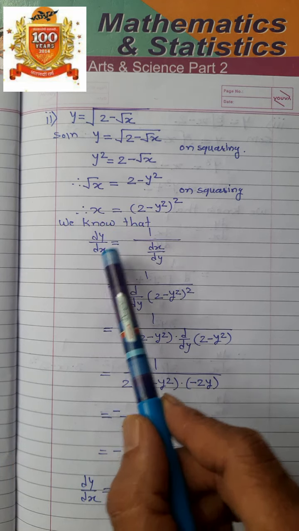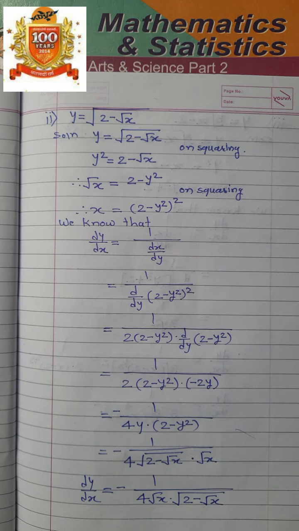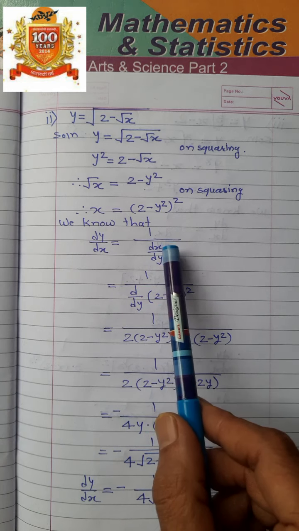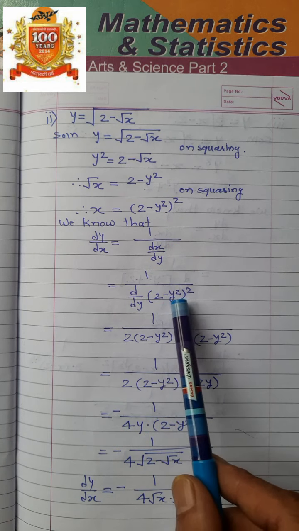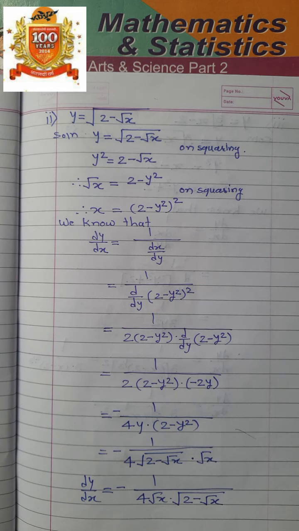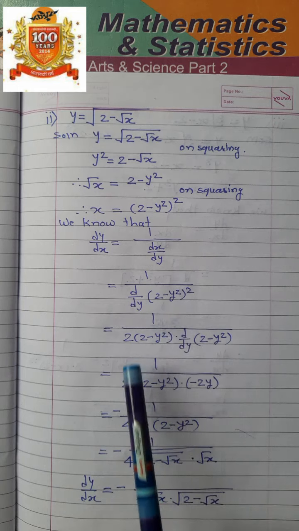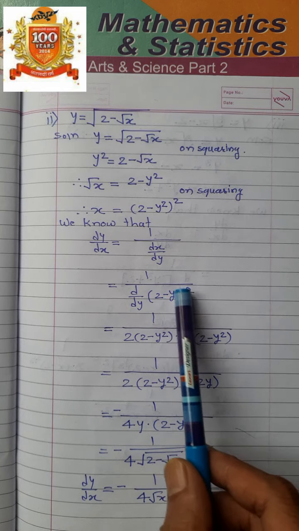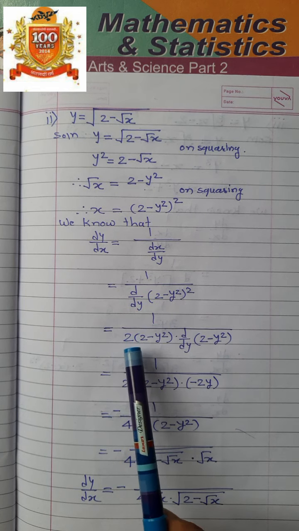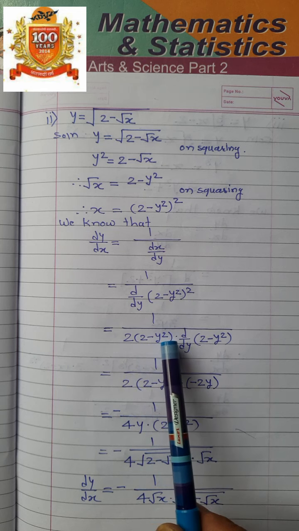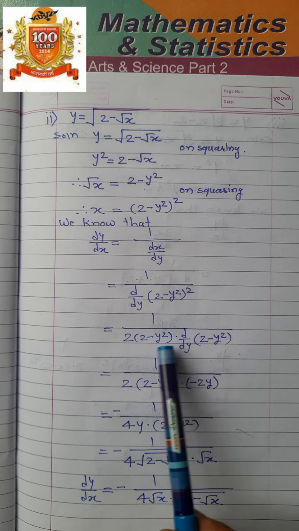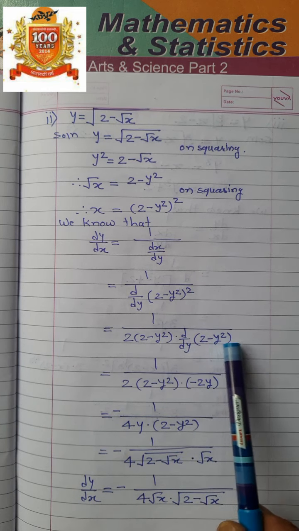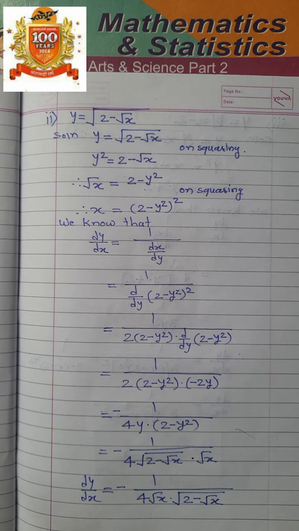Now we know that dy by dx is equal to 1 upon dx by dy. That is equal to 1 upon d by dy of, put the value of x, that is in bracket 2 minus y square, bracket complete, whole square. Now differentiate this with respect to y. What is the differentiation of this? Consider this as a first function. Therefore, 1 upon 2 in bracket 2 minus y square, bracket complete, raised to power 2 minus 1, which means 1, into d by dy of 2 minus y square, isn't it?